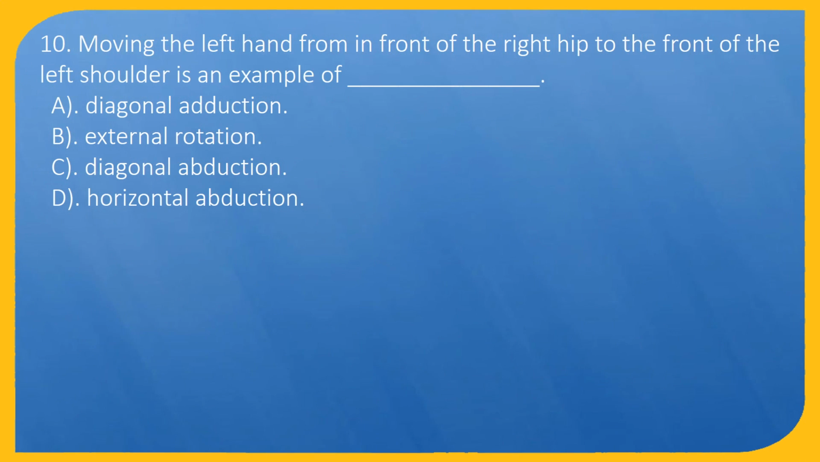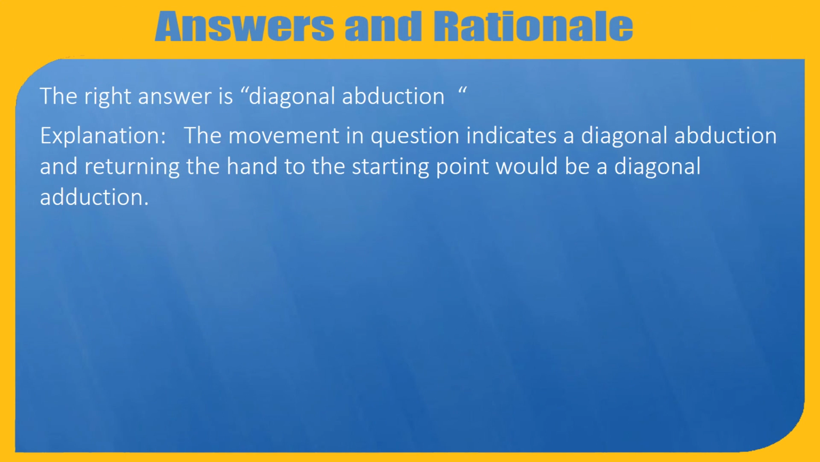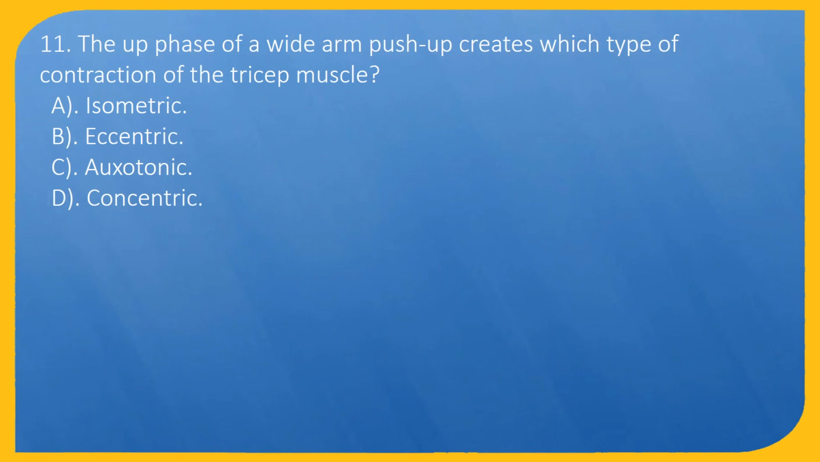Question 10. Moving the left hand from in front of the right hip to the front of the left shoulder is an example of A. Diagonal adduction. B. External rotation. C. Diagonal abduction. D. Horizontal abduction. The right answer is diagonal abduction. Explanation: the movement in question indicates a diagonal abduction, and returning the hand to the starting point would be a diagonal adduction.